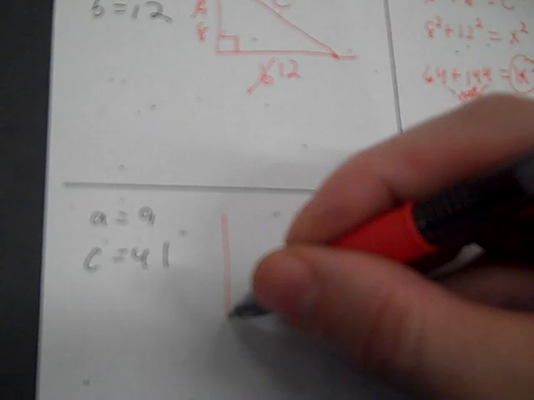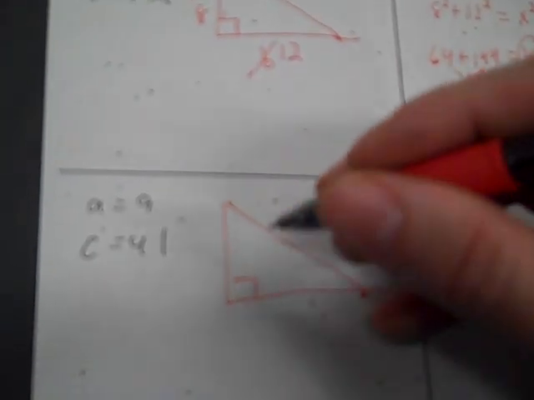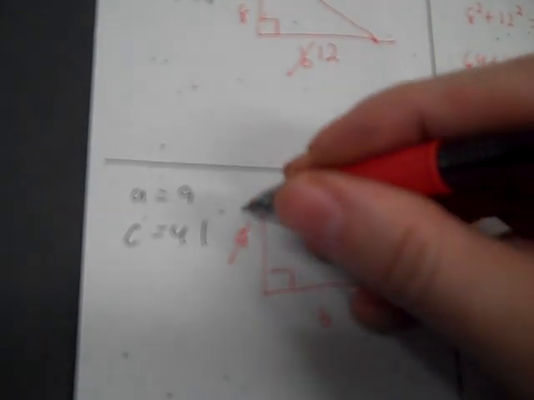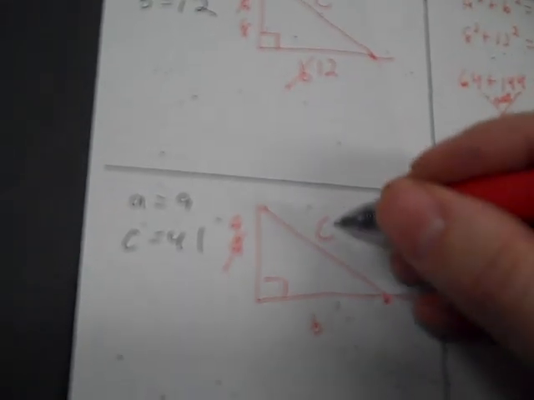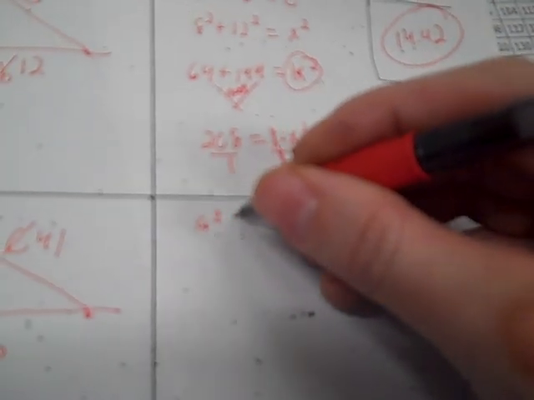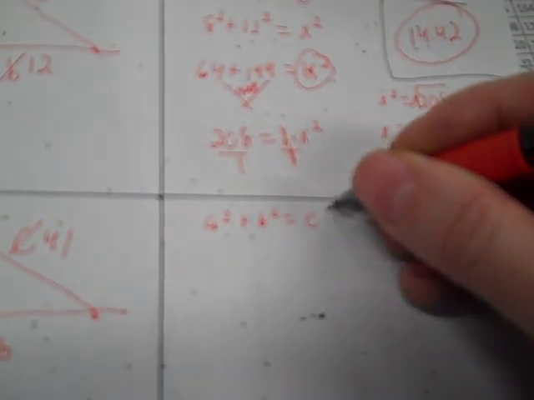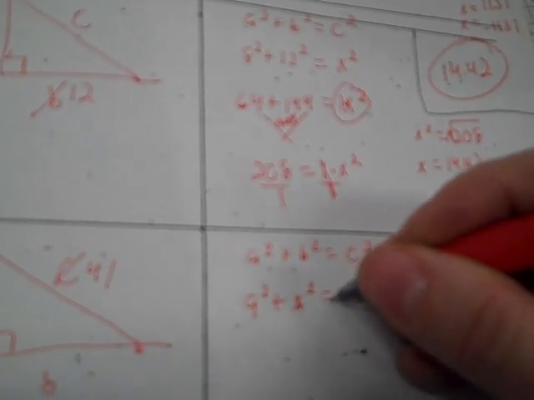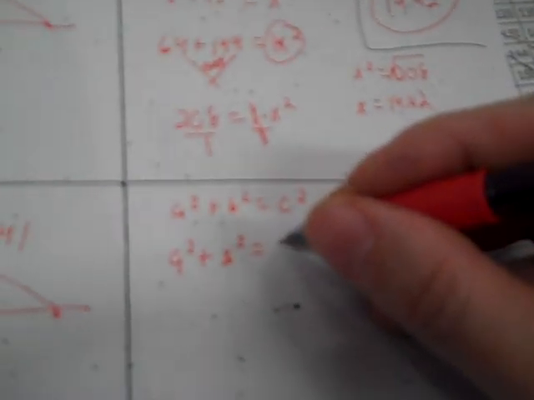Okay, and then my last one. A, B, C. So A is 9, C is 41, I don't know B. So A to the second plus B to the second equals C to the second. Okay, so A I've got 9, B I don't know, and C we have 41.